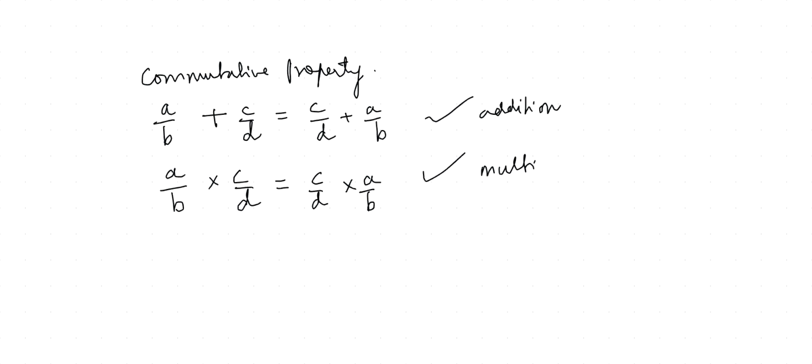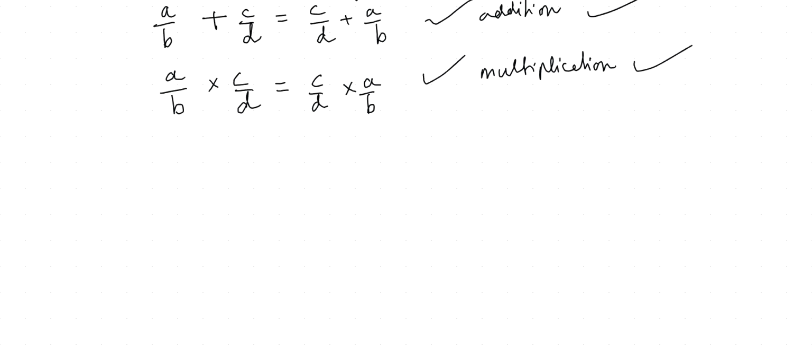Now remember, the commutative property will hold good for addition and multiplication, not for subtraction and division. Likewise, the associative property. So what is the associative property?